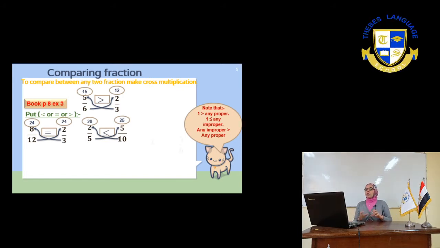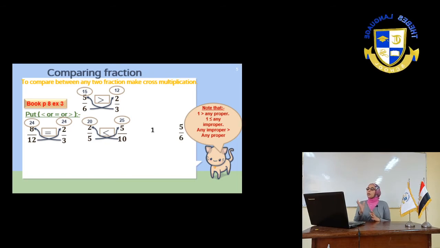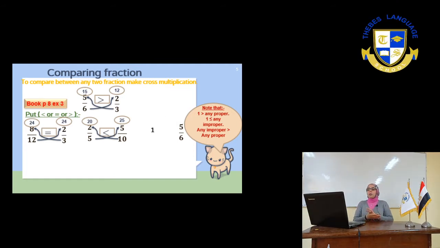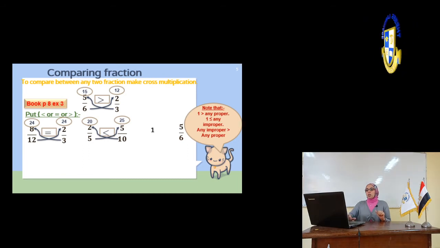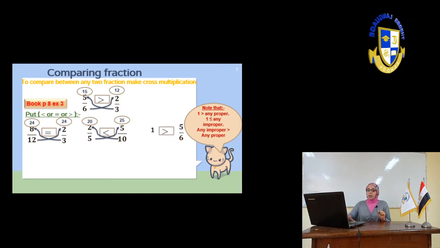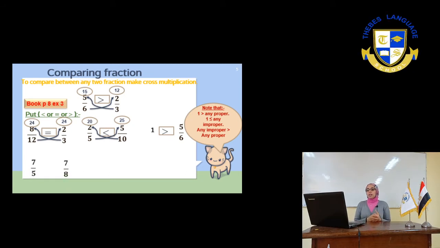1 and 5 over 6. We said before, 1 is a whole number. 5 over 6, what is the type of this fraction? It's a proper fraction. We said before that 1 is bigger than any proper fraction. So here 1 is bigger. Okay? Next, 7 over 5 and 7 over 8.